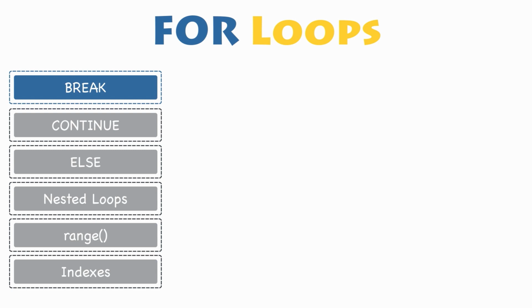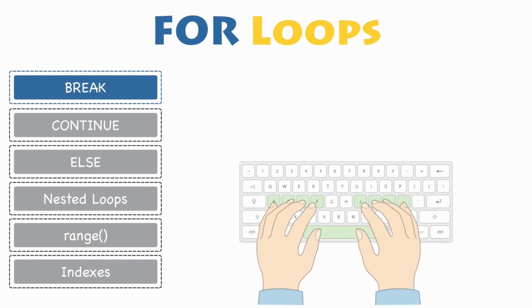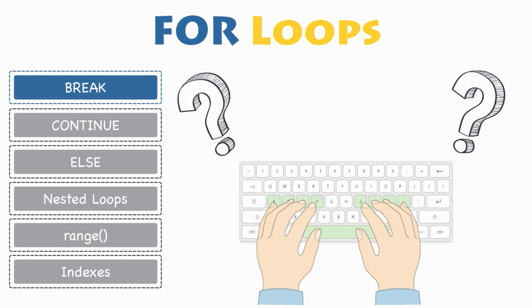Did you get it? Then let's practice. It's your turn now. Suppose you have a list of colors, red, green, blue, yellow, and you want to print each color, but break the loop when it encounters blue. How would you proceed? What output would you get?